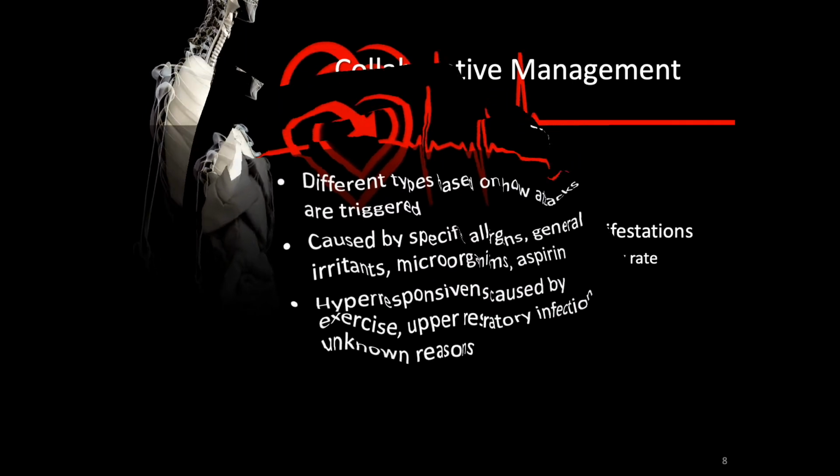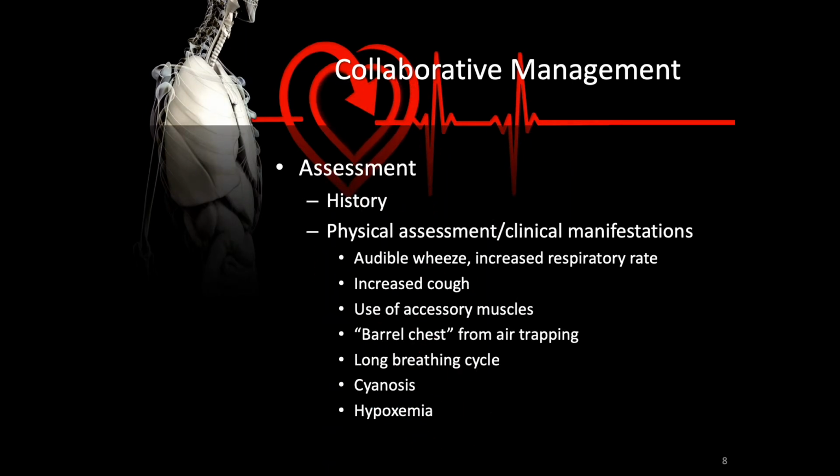During assessment, it is important to ascertain the patient's history because asthma, again, is intermittent and reversible. So they may reveal a pattern of dyspnea and difficulty breathing that would indicate that they indeed have asthma. Their history may also indicate what triggers the asthma.